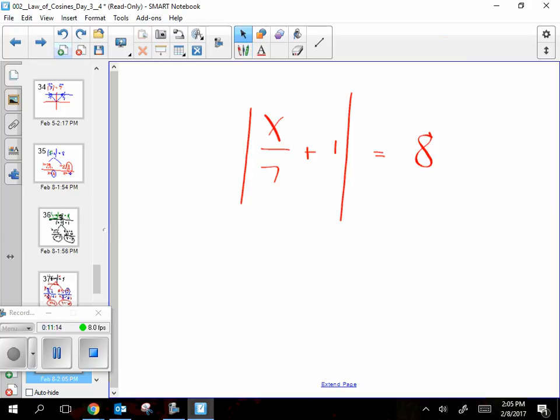Okay. The clump is alone. So now you split it. You've got two equations. You solve it. I'll pause for a minute. I'll come around and check you. See if you're getting these right.